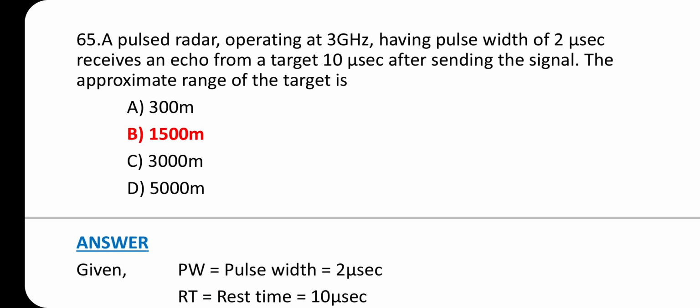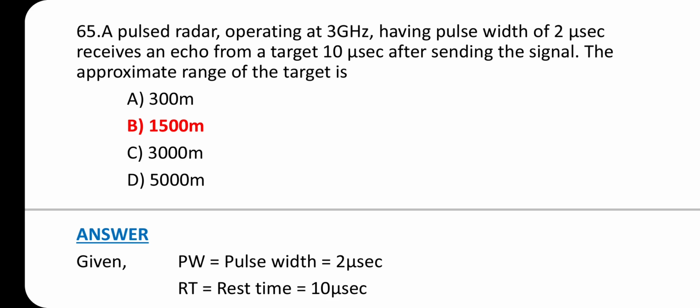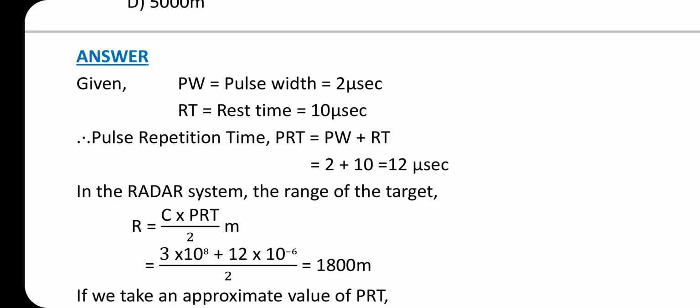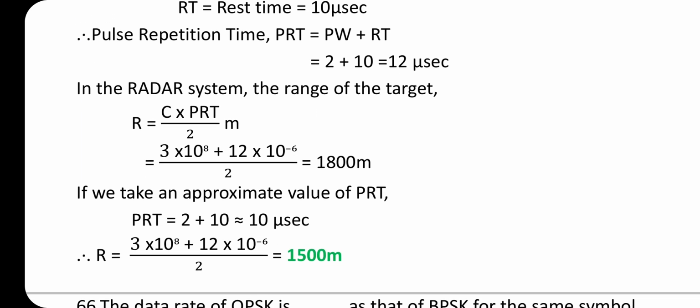A pulsed radar operating at 3 GHz having pulse width of 2 microsecond receives an echo from a target 10 microsecond after sending the signal. The approximate range of the target is option B, 1500 meter. Given PW equal to pulse width equal to 2 microsecond and RT rest time equal to 10 microsecond, pulse repetition time PRT equal to PW plus RT, which we get 12 microsecond. In the radar system, the range of the target R equal to C into PRT divided by 2 meter.